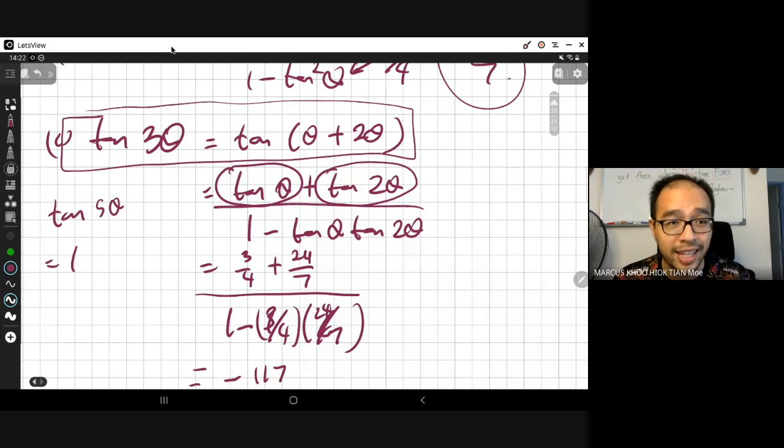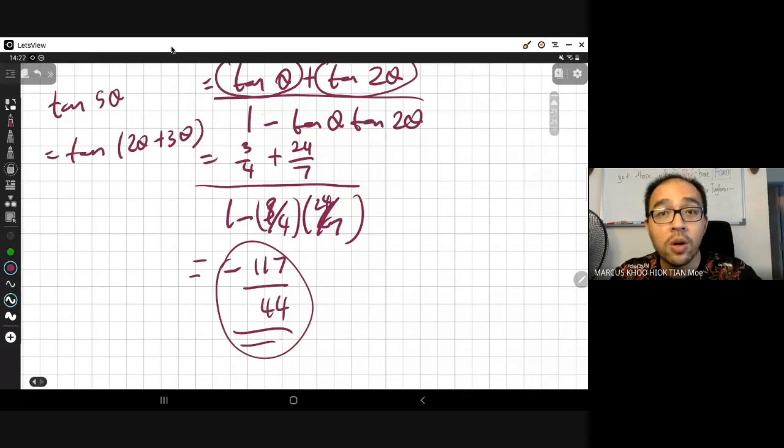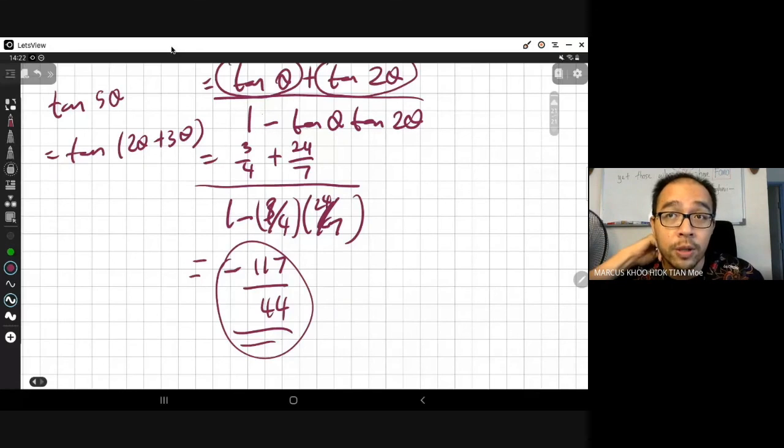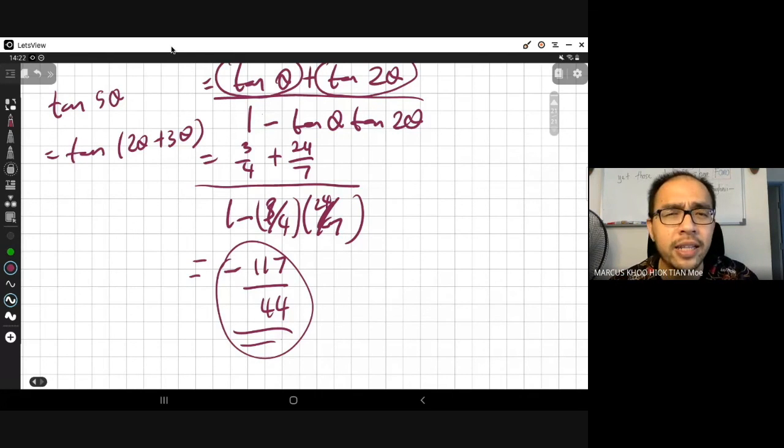It will be tangent of 2 theta plus 3 theta. Once you have calculated the values, you can go on to higher angles: triple, quadruple, quintuple, however many multiples you want. But don't worry, I don't think they will usually ask you more than 3 theta, maximum 3 theta, because anything beyond that is not in your syllabus anymore. It's much higher level mathematics.